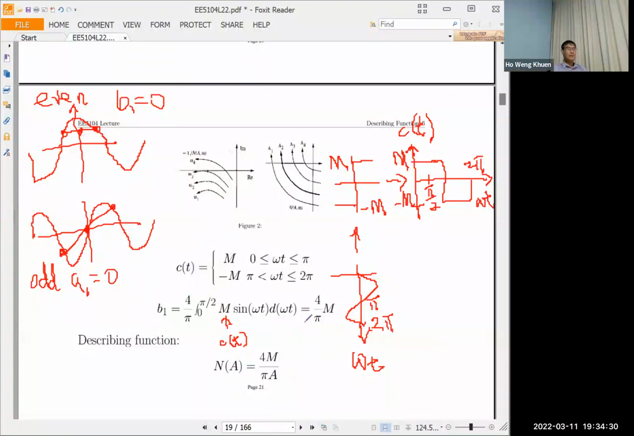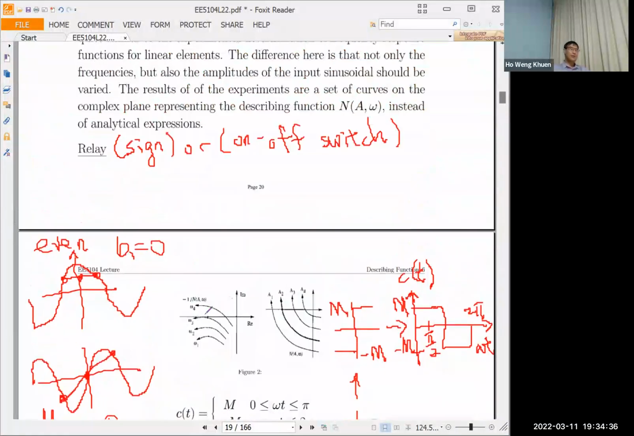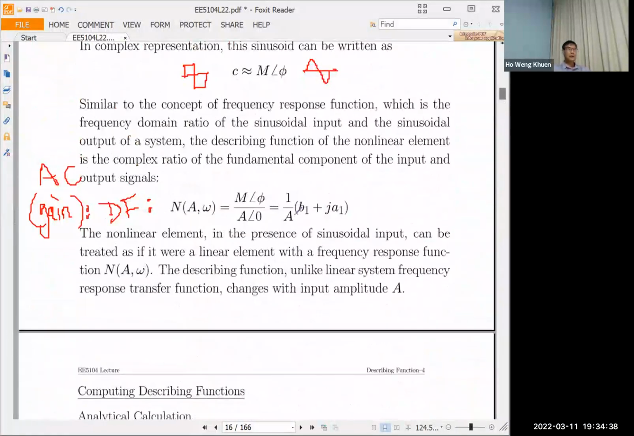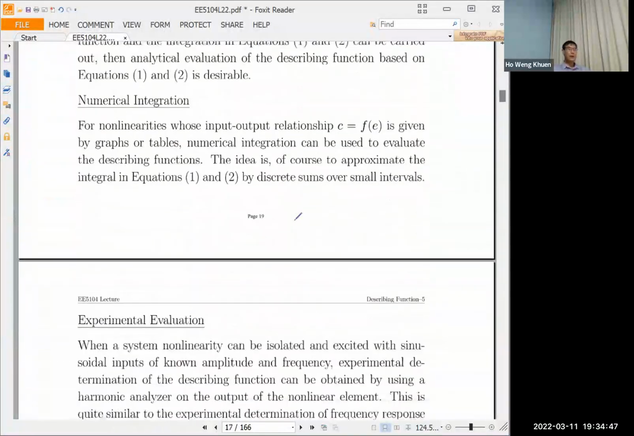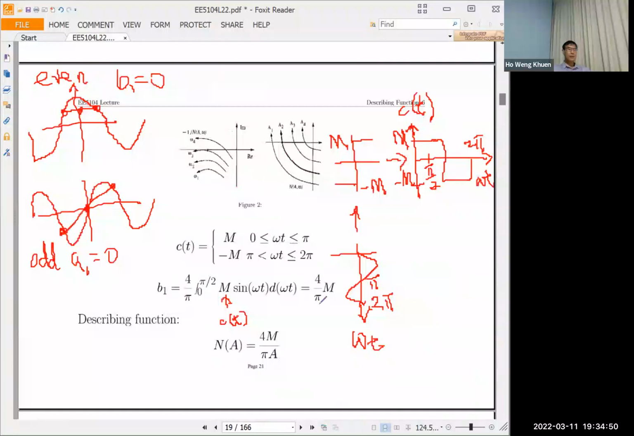All right. So now, what is describing function is just the output over input sine wave. So we just apply the formula here. It's just this. So since A1 is 0, we have B1 divided by A. So what is B1? B1 is this, divided by A. So it's just this. All right. So this is the describing function.